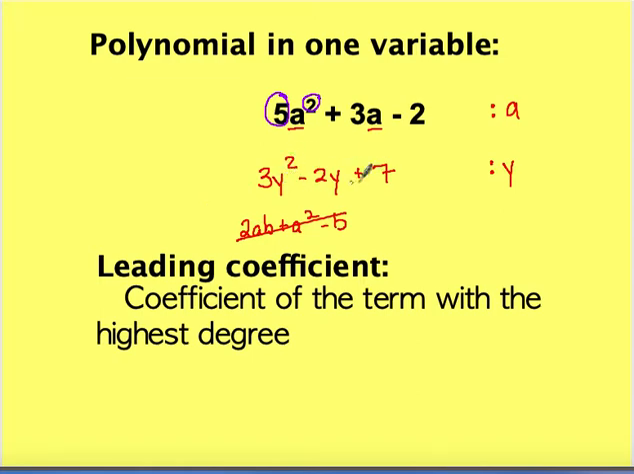Again, in the second example, I also have a degree of 2 in my first term, so my leading coefficient would be the 3. I have 3y squareds. That leading coefficient term is going to tell us a lot about what's happening in the polynomial as we move forward. So that's an important concept to understand.